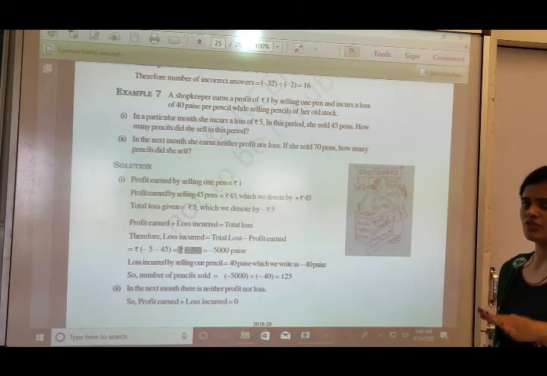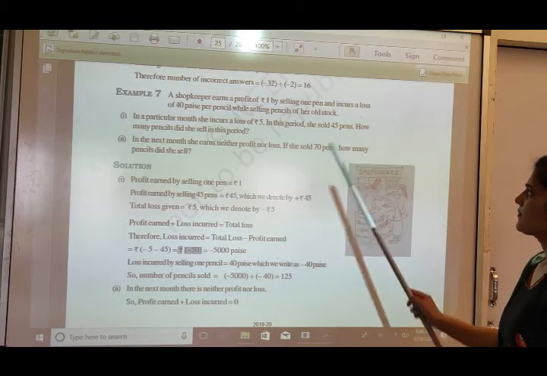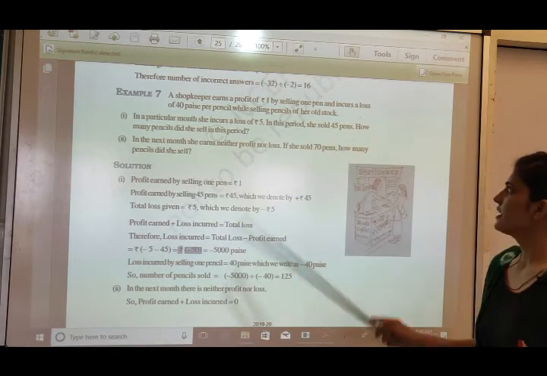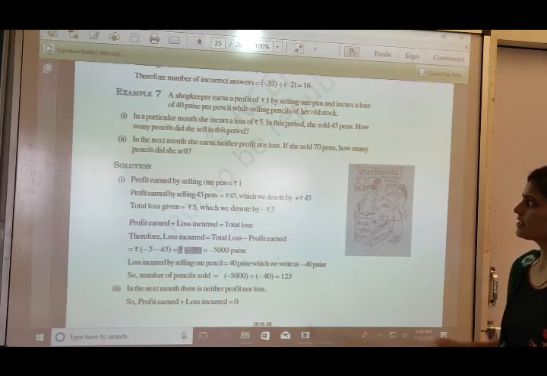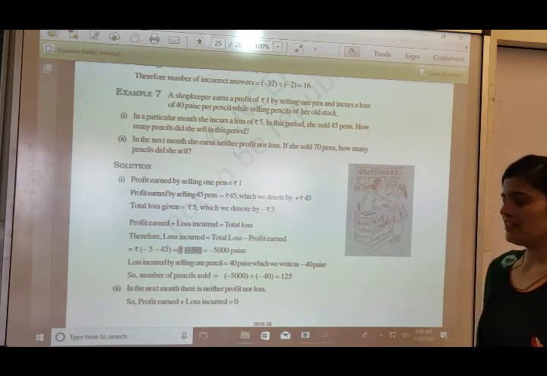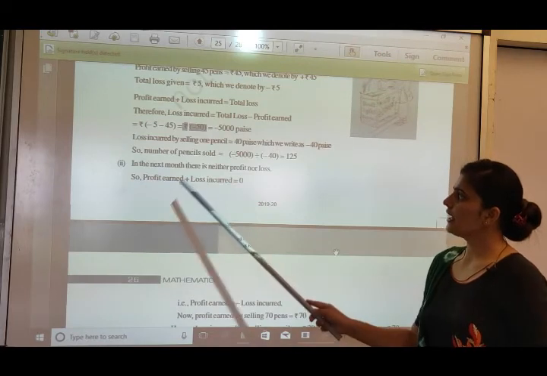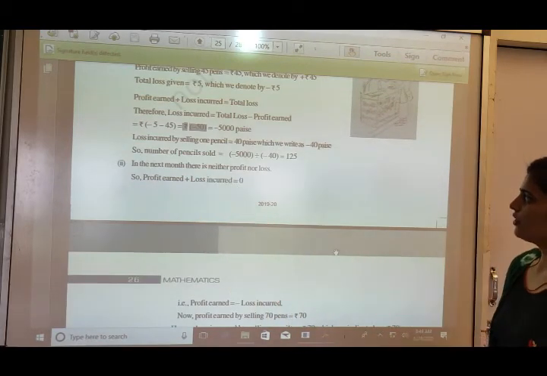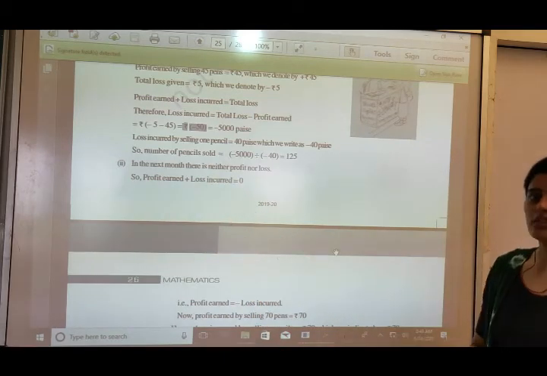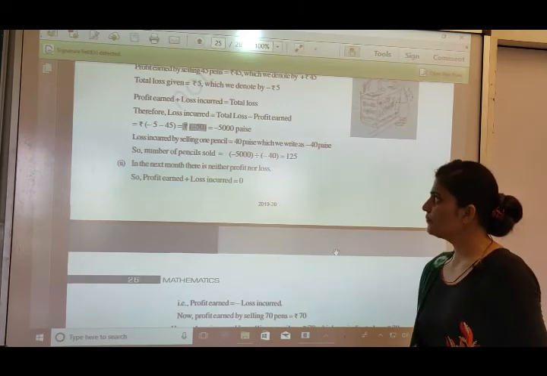Now another question is that in the next month she earns neither profit nor loss. Here again the same question is that she is not having any profit, neither any loss. If she sold 70 pens, how many pencils did she sell? Now let us see the next month. In the next month there is neither profit nor loss. That means the profit earned and loss incurred are equal in magnitude, so their addition will be equal to 0.